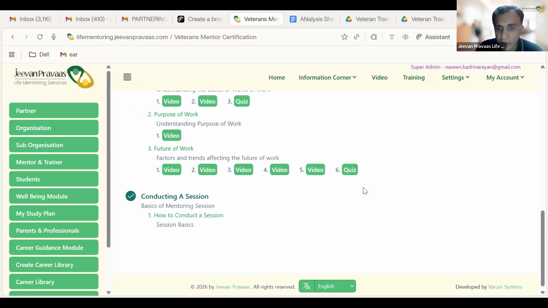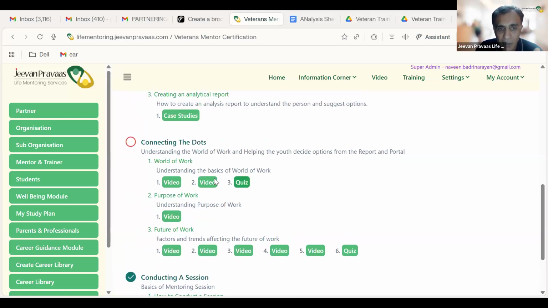And there's a small quiz out there. It will not take much time. You just have to run through it, and the quiz is very small. And that's it. So this is the completion. So when you do this connecting the dots, you're done with this.